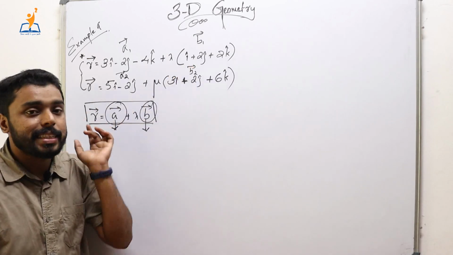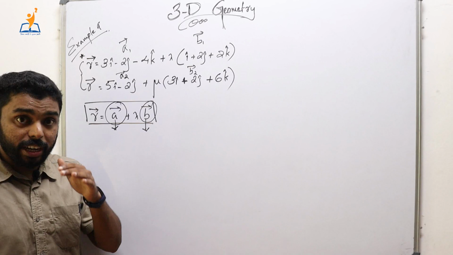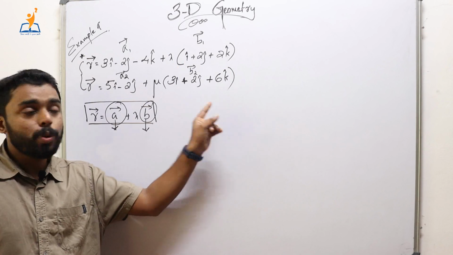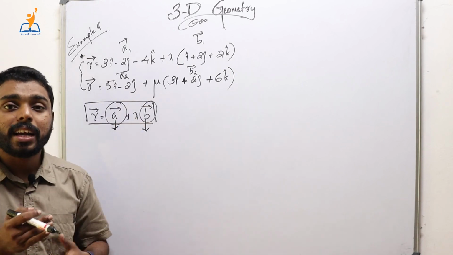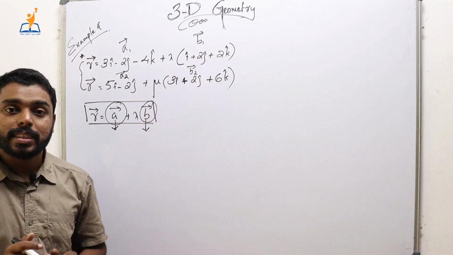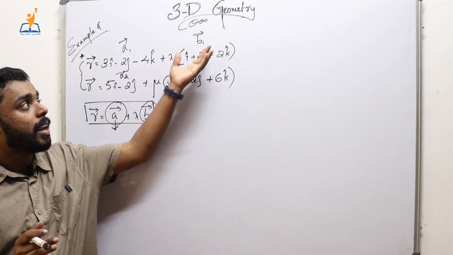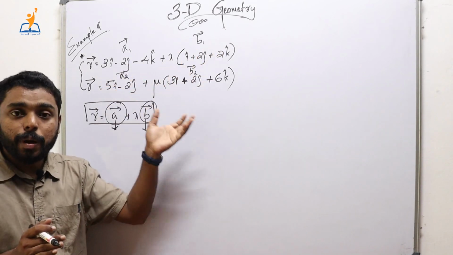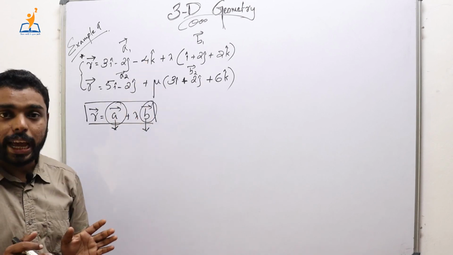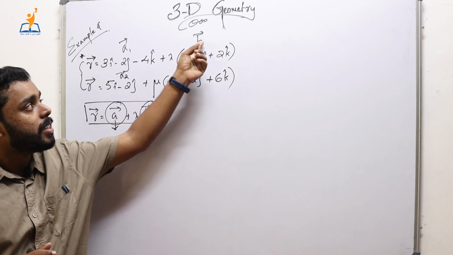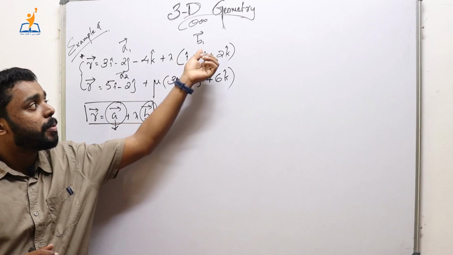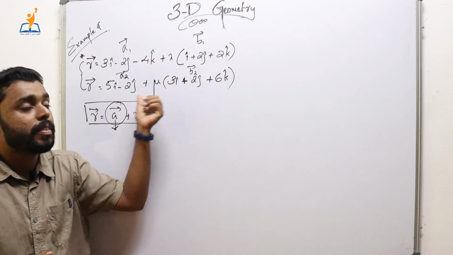Observe that B1 is the vector which is parallel to this line, and B2 is the vector which is parallel to this line. So we can easily find the angle between these two lines just by finding the angle between these two vectors. Look, this line is parallel to the vector B1, whereas this line is parallel to the vector B2. Then instead of finding the angle between these two lines, it is enough to find the angle between these two vectors B1 and B2. Since B1 is parallel to this and B2 is parallel to this, the angle between B1 and B2 will be the same as the angle between the lines, right?